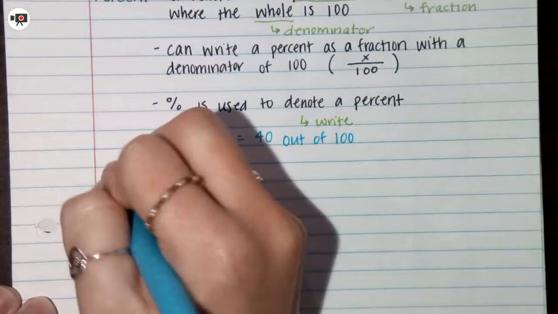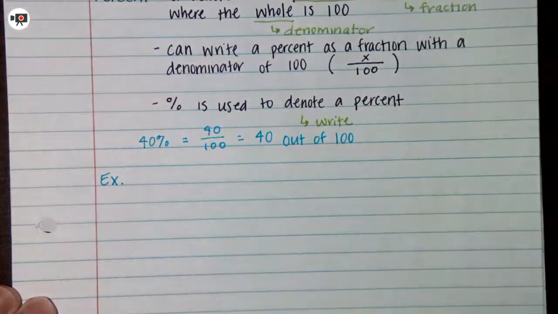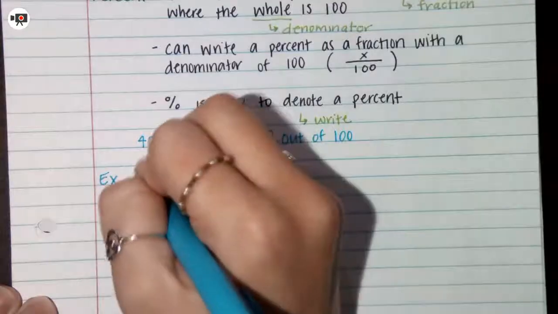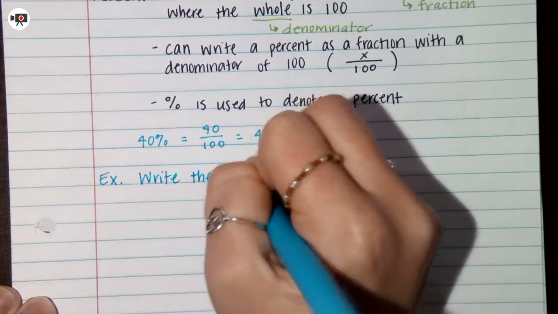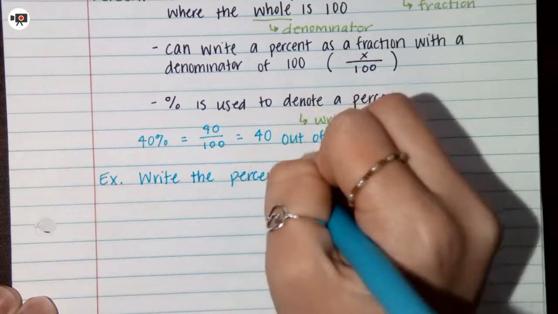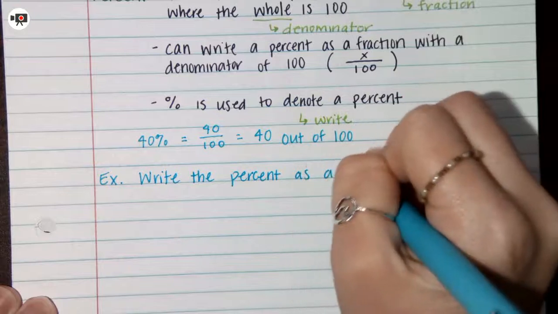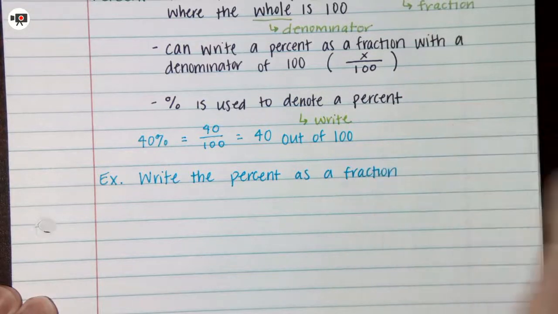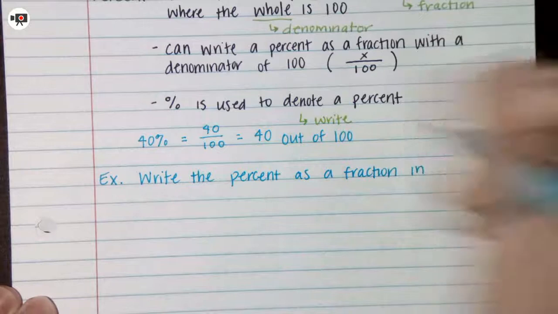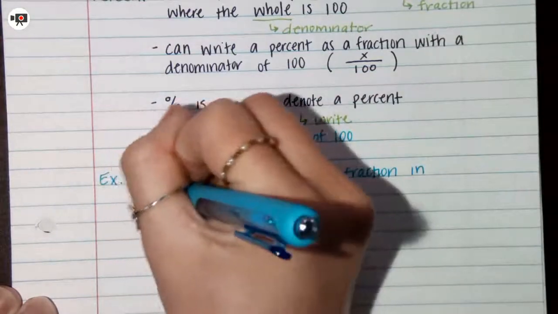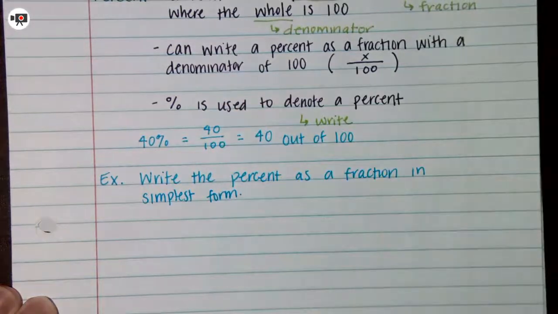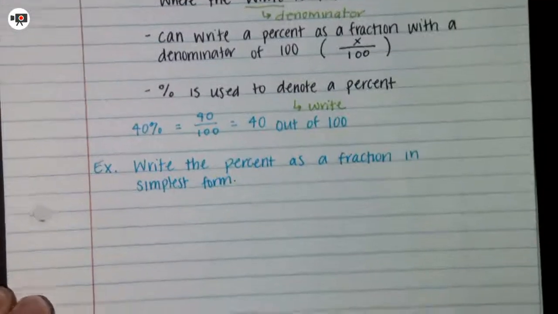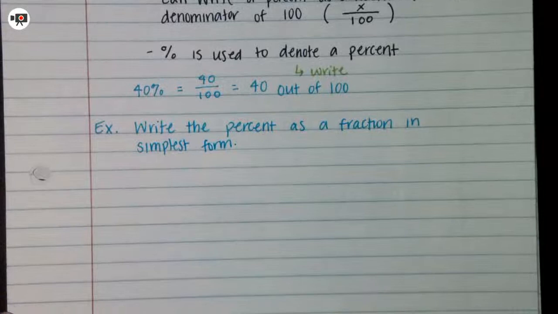So let's do an example. We are going to write the percent as a fraction, in simplest form. We're also going to leave it as an improper fraction. We're not using mixed numbers.